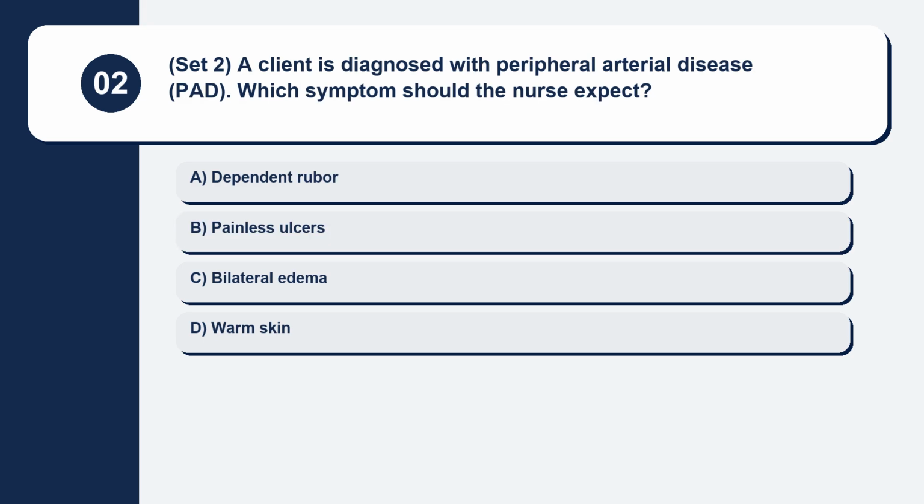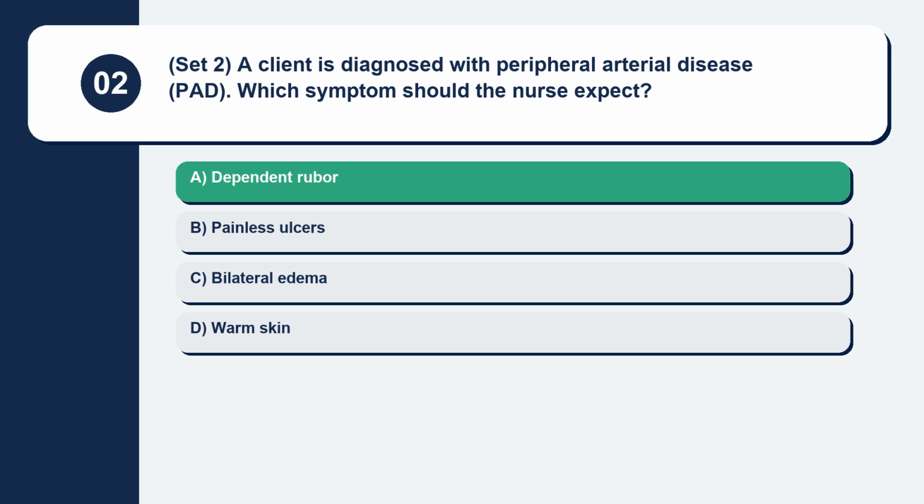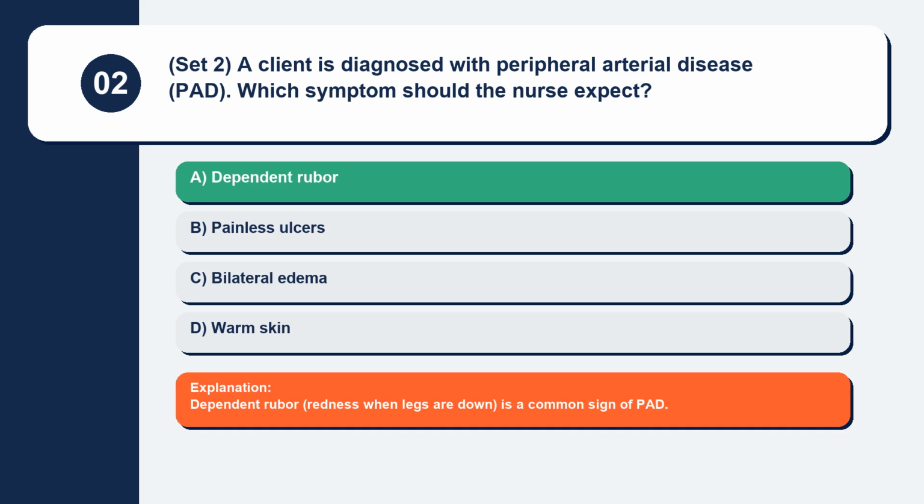Question 2. Set 2, a client is diagnosed with peripheral arterial disease, PAD. Which symptom should the nurse expect? Dependent rubor, painless ulcers, bilateral edema, warm skin. Dependent rubor, redness when legs are down, is a common sign of PAD.